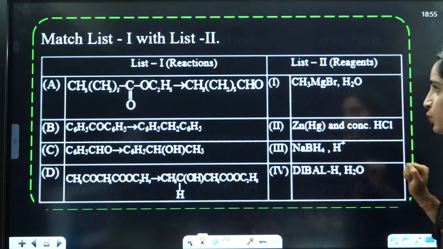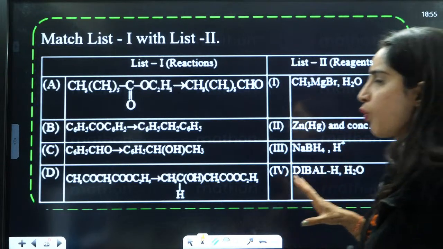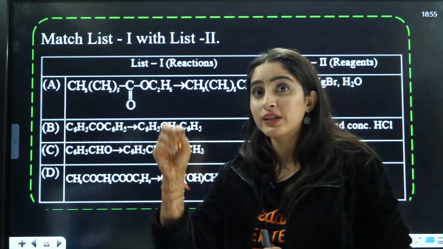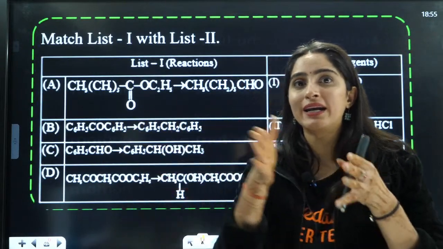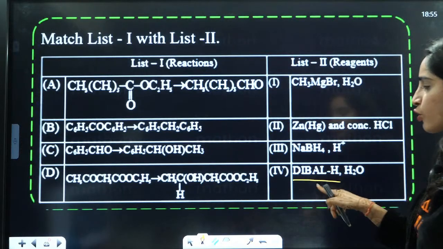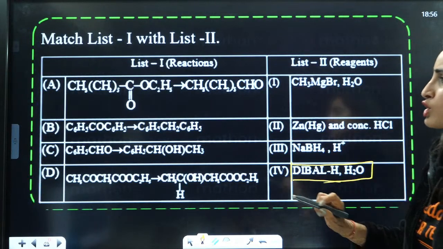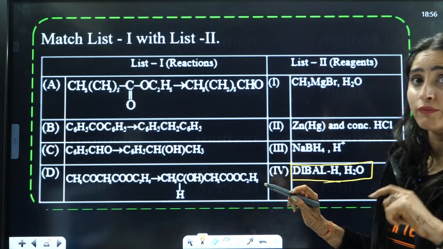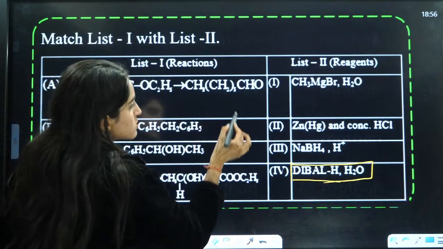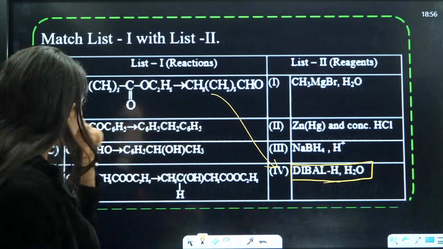So what can we use here? This we have done in the preparation of aldehydes and ketones. There I told you that if you want to convert ester to aldehyde, you will use DIBAL, diisobutylaluminium hydride. To convert ester to aldehyde with the same number of carbons, you will use DIBAL. So A is for the fourth one.